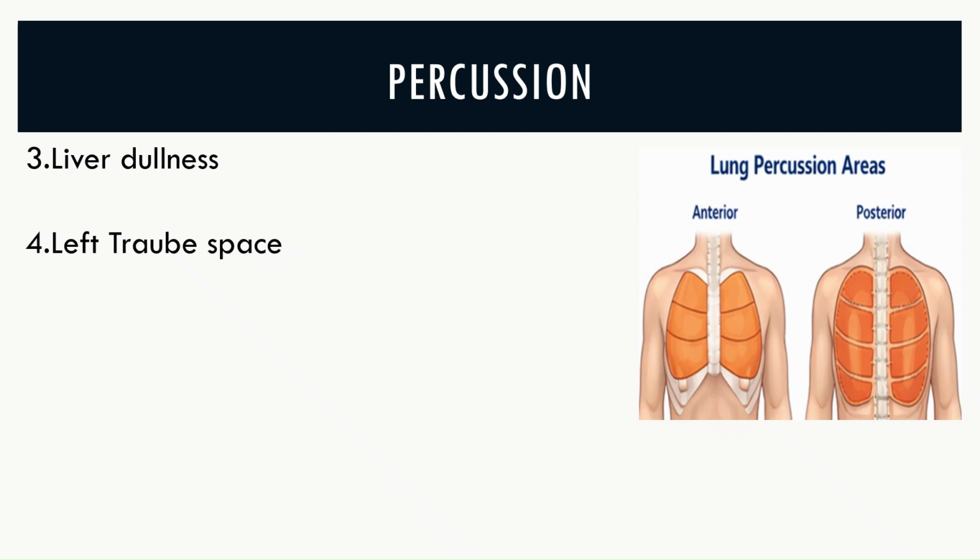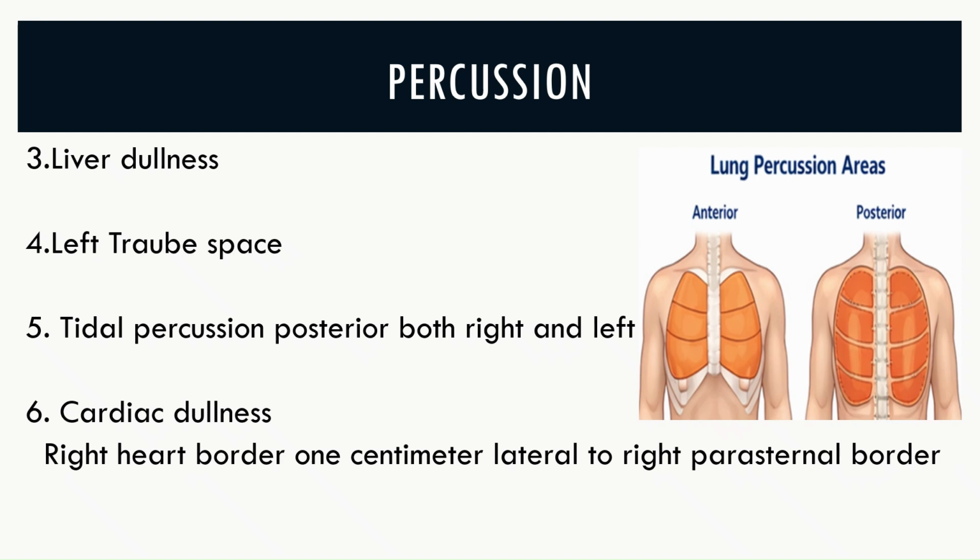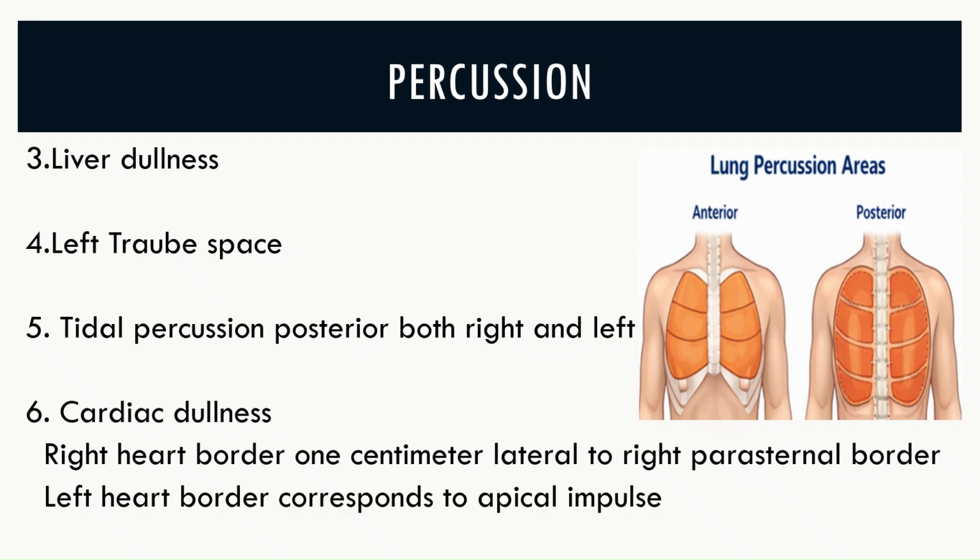Traube's space is located on left side below ribcage and normally gives tympanic note due to presence of stomach. Tidal percussion is performed posteriorly on both sides to assess diaphragmatic movement during respiration. Cardiac dullness is also assessed. Right cardiac dullness normally lies approximately 1 cm lateral to right parasternal border. Left cardiac border corresponds to location of apical impulse. Superficial cardiac dullness represents area where heart is not covered by lung tissue.